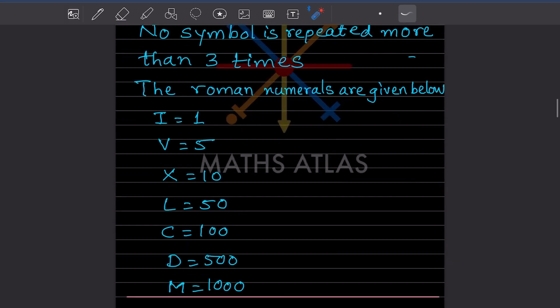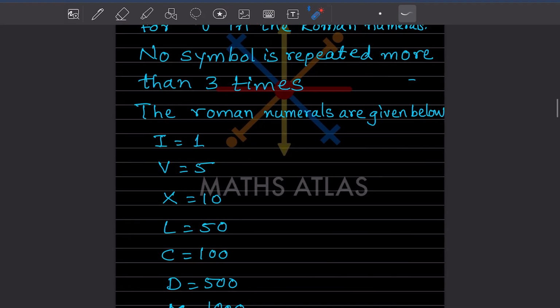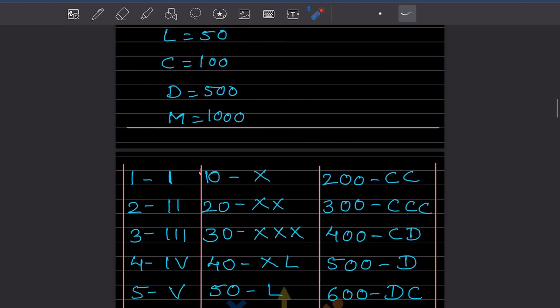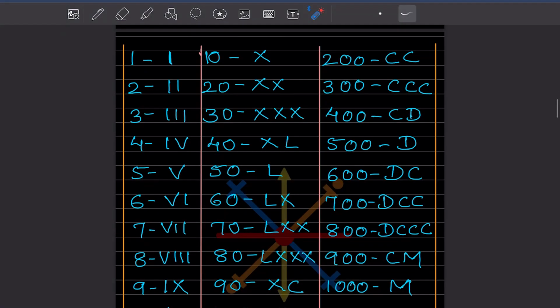And then I have given you some of the Roman numerals which are very important, which you have to remember anyway: I is 1, V stands for 5, X stands for 10, L stands for 50, C for 100, D for 500 and M for 1000. I have also made one table over here till 1000. This as well you have to note in your notes.